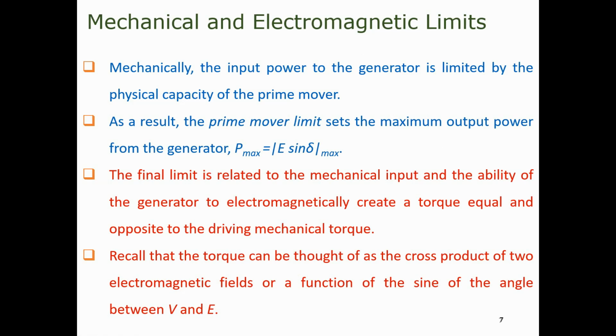The final limit is the electromagnetic limit. Electromagnetic limit is related to this mechanical input and the ability of the generator to electromagnetically create a torque equal and opposite to the driving mechanical torque. As you know, Tm, that is the mechanical torque, and Te, that is the electromagnetic torque, are opposite, and at steady conditions both are equal. So recall that the torque is nothing but the cross product of two fields, or it is nothing but a function of the sine of the angle between V and E.